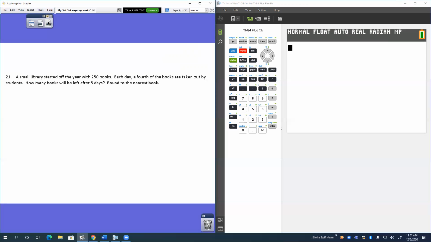A small library started off the year with 250 books. Each day, a fourth of the books are taken out. Now, taken out means that it's going down. So what we're talking about in this problem is decay. When it says a fourth of the books, a fourth is really 25%. So they're taking out 25% of the books each day. How many books will be left after 5 days? Round to the nearest book. Go ahead and try this one, please.